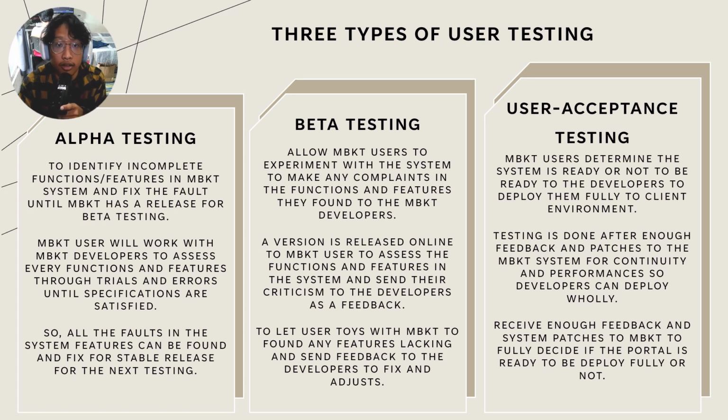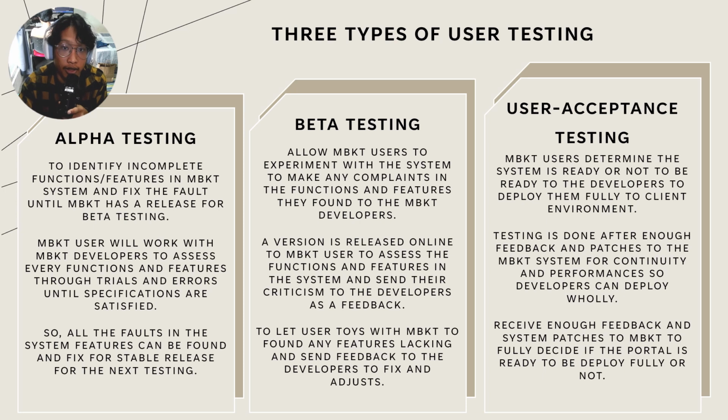This is to identify all the faults in MBKT functions and fix them so MBKT has a stable release for the next user testing. Then we head on to the second testing, which is the beta testing that allows MBKT users to experiment with the system to raise complaints about the functions or features they found to MBKT developers. This is done by having a version of MBKT released online by the developers for users to assess all the functions and features in the system and send their criticism to the developers to be used as feedback for the system. This testing allows users to toy with MBKT to find any features lacking and send feedback to the developers to make adjustments and fixes to the system.